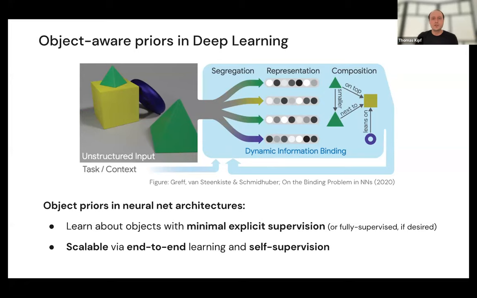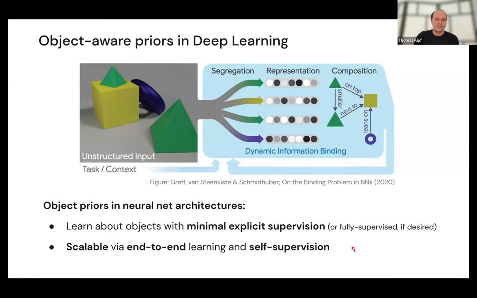And the goal is often also to learn about objects with minimal explicit supervision. But an interesting takeaway here is that these kinds of architectures don't really care if you train them unsupervised or if you explicitly supervise them, if you have labels. You can basically do both. But if you don't have supervision and you have the right inductive biases, then you can also get objects for free. And that's kind of what we're here for today.